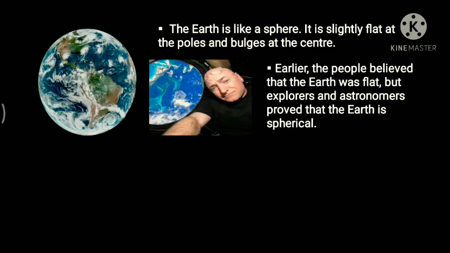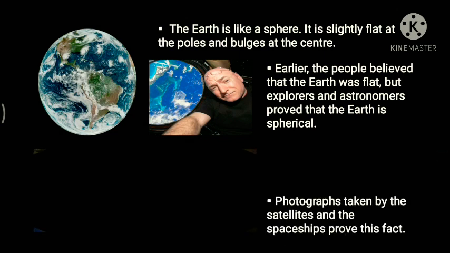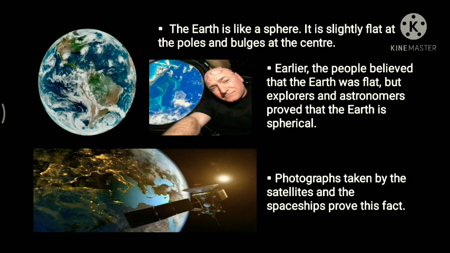But earlier, the people believed that the earth was flat. But explorers and astronomers proved that the earth is spherical. Now, different kinds of photographs were taken by the satellites and the spaceships, and these proved that the earth is spherical in shape.